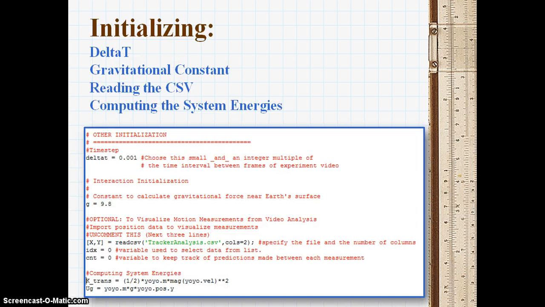The delta t for this experiment was set low in order to create more accurate results using Newton's second law. Earth's gravitational constant is set to 9.8. The next lines show the code reading in the CSV file created from the data retrieved from the tracker video. It is used to recreate the motion of the experiment within the model in order to compare the two. The final lines show the code for how to compute the system energies involved in the experiment.